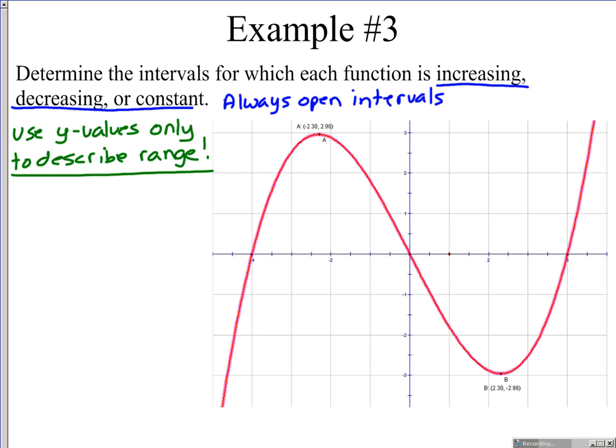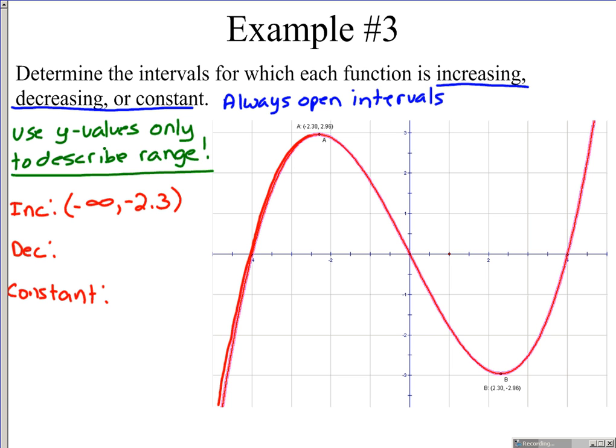So we want to know, when is the function increasing? When is the function decreasing? And when is the function staying constant? To do that, imagine that you are riding along this curve from left to right. As we travel along this curve from left to right, what are we doing in this interval right here? We are increasing. We're increasing from what x value? Well, how far left does that increasing interval go? Starts at x equals negative infinity and goes up to x equals negative 2.3.